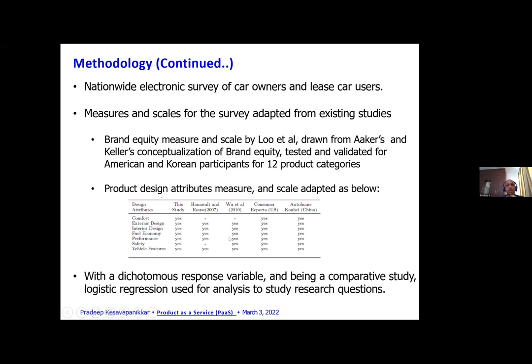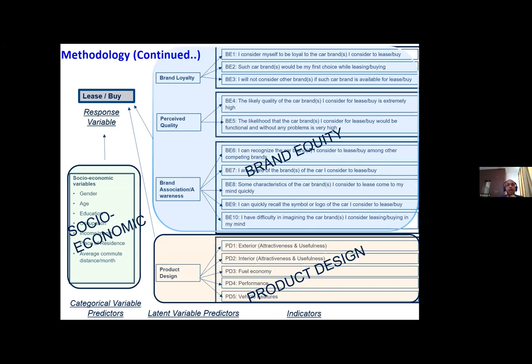The response variable is buy versus lease, as reported by the consumers who owned the car or who leased the car. And being a dichotomous response variable, we have used logistic regression for analyzing the survey responses to come out with inferences of the study.